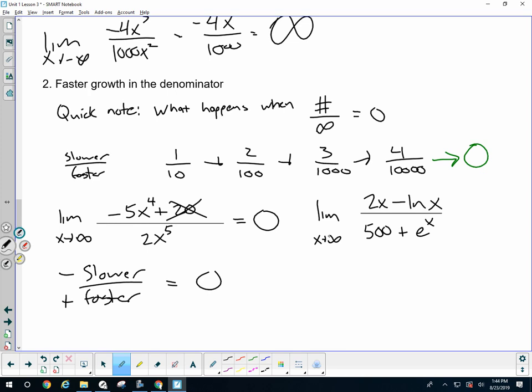Okay, being careful. I'm plugging in positive infinity. The log function is the slowest growing function. Get out of here. The 500, no growth. Get out of here. 2x compared to e to the x. Slower over faster. I don't care if it's positive or negative. It will be approaching 0. That is my end behavior there.